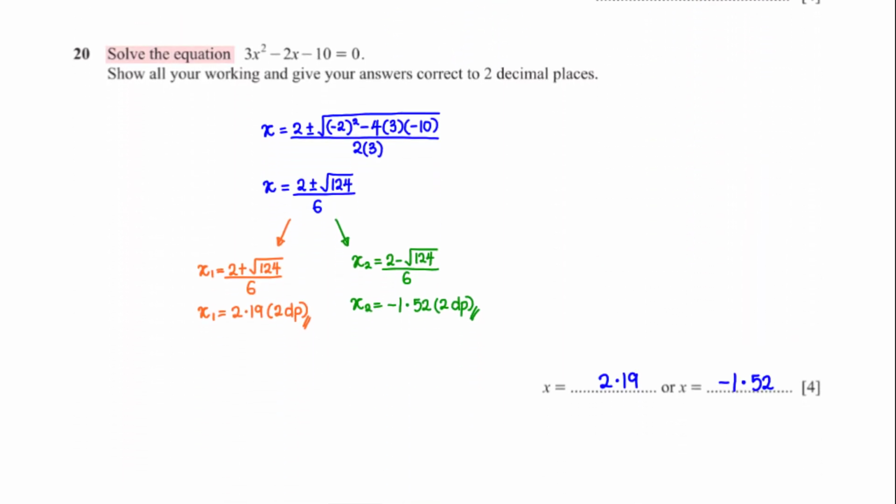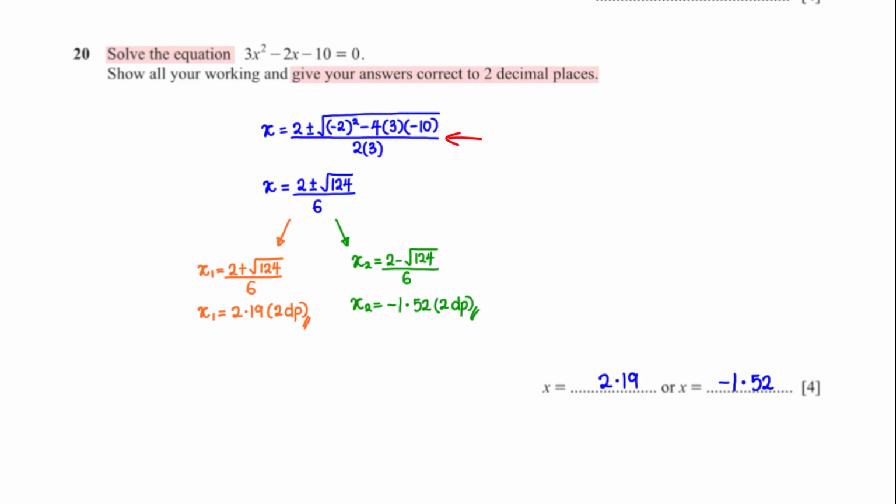Solve the equation 3x squared minus 2x minus 10 equals 0. Show all your working and give your answers correct to 2 decimal places. To solve this equation, we can use the quadratic formula where a is 3, b is negative 2 and c is negative 10. When we plug these values into the formula, this is what we have.